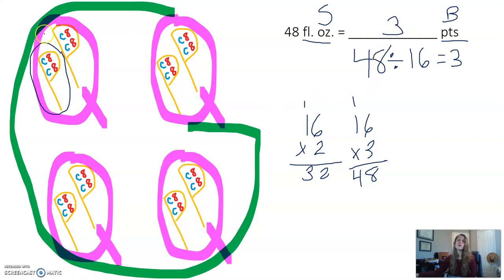Now, you could also use your chart to help you. We need to get 48 fluid ounces. Well, that's 8, 16, 24, 32. Plus another 8 is 40, plus another 8 is 48. So that took up all of this. Now let's just count the pints inside of there. 1, 2, 3. 3 pints. Mathematically, visually, either way works.